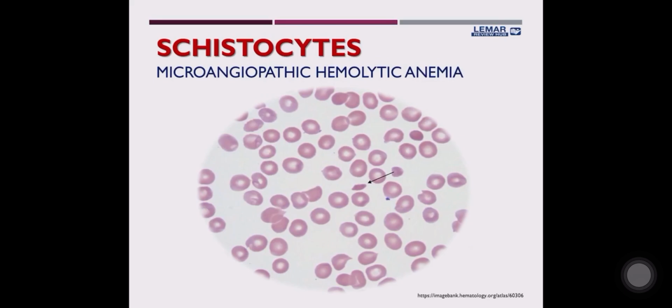Schizocyte, fragmentocyte, yung mga fragmented RBC. They are most characteristic of microangiopathic hemolytic anemia. Again, anong effect ng schizocyte to automated RBC count? Decreased RBC. Kasi yung mga fragmented red cell are not counted as red cell. Pero anong effect nito sa automated platelet count? Increased platelet count. Kasi mga fragmented red cell can be counted as platelet.